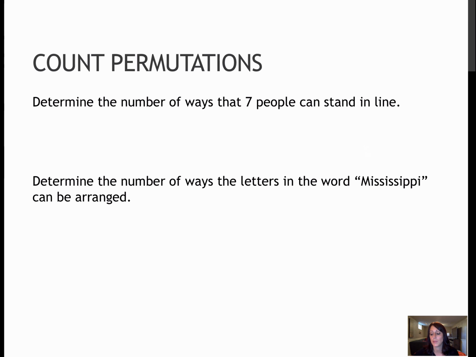So let's look at a couple of practice problems. Determine the number of ways that 7 people can stand in line. Well, we're going to assume that all 7 people are different. So that's going to be 7 factorial. So use your calculator, and I get 5,040.